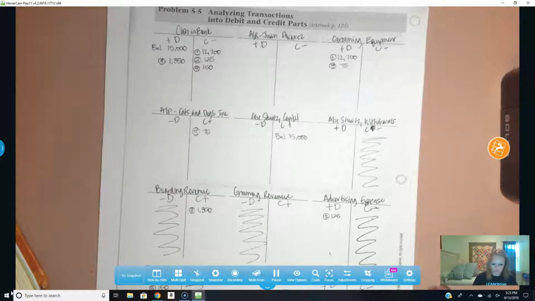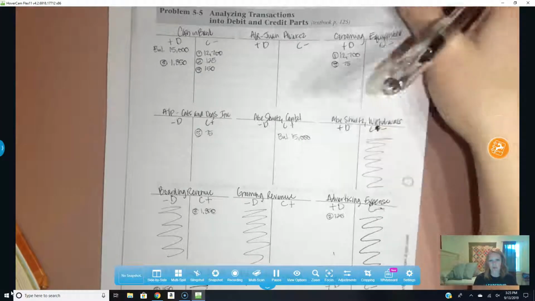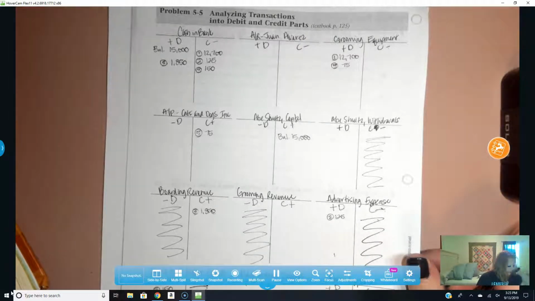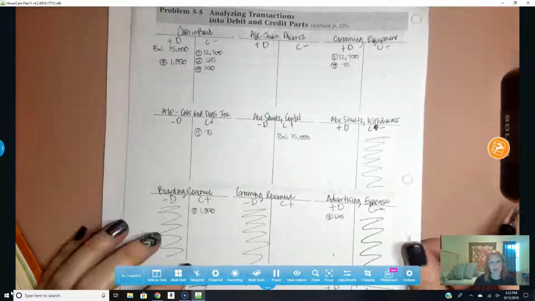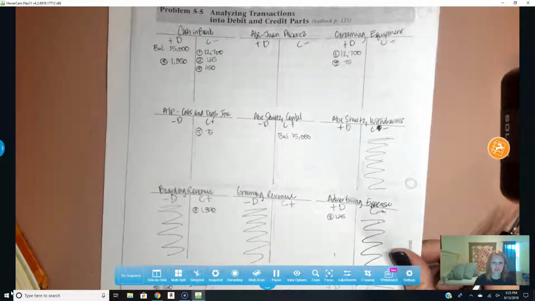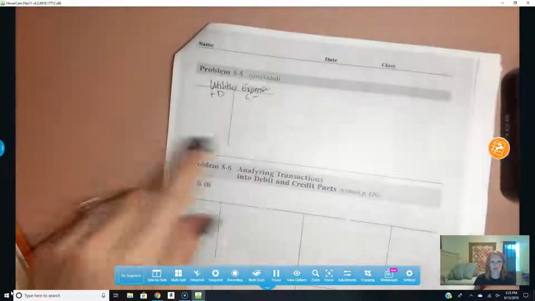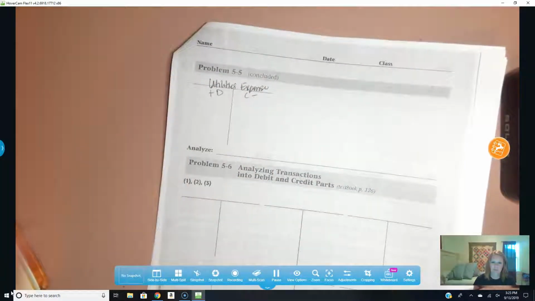Alrighty, so you guys need to finish out problem 5-5. I believe you guys can do that. Don't forget that number 5 says that you need to compute and record the balance for each account. So after you've gone through all the transactions, you need to calculate the balances in each account. Don't forget about utilities expense over here. And there, you might not even use a utilities expense.